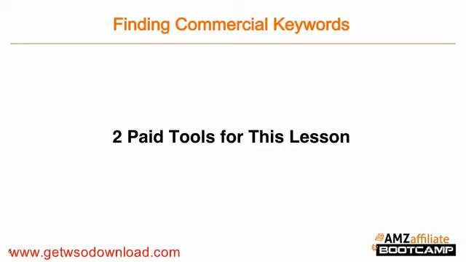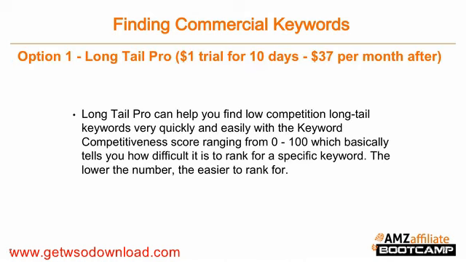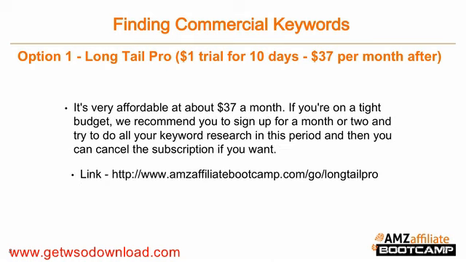Now, there are 2 paid tools which can be extremely effective if you're willing to invest the required amount. Again, not super expensive and saves you a ton of time. The first option for a paid tool is Longtail Pro, which is a $1 trial for 10 days and then $37 per month afterwards. Now, Longtail Pro can help you find low competition longtail keywords very quickly and very easily with the keyword competitiveness score ranging from 0 to 100, which basically tells you how difficult it is to rank for a specific keyword. Now, the lower the number, the easier it is to rank for. And it's quite affordable, actually, at $37 a month.